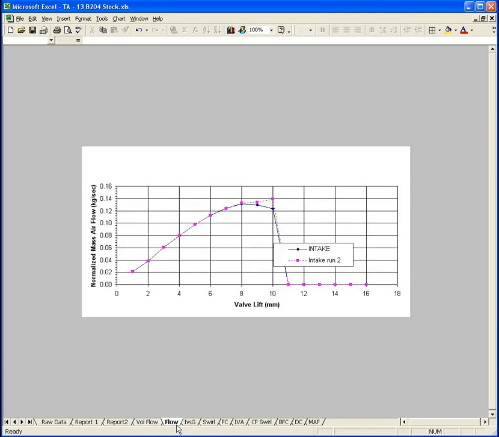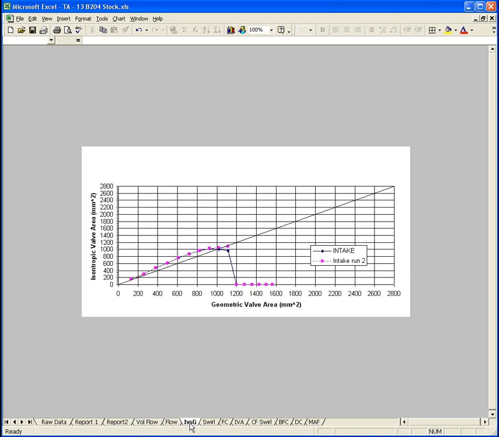So this is flow in kilograms per second. This is isentropic flow area versus geometric flow area. This basically looks at the curtain area at low lift, and once the curtain area at low lift is exceeded by the port size, it kind of ignores it. So this is typically what you get. You usually get a little bit above this one-to-one line. I'm not sure why, but that's typically what you get.